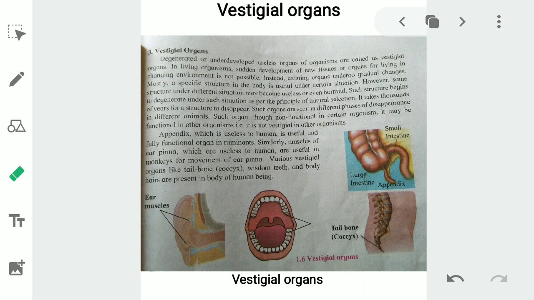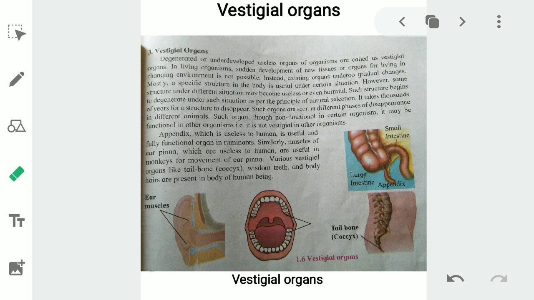Due to continuous evolution, some organs are not useful in the next generation. So what will happen to that organ? It will degenerate and become underdeveloped. That is called a vestigial organ. Vestigial organs are functional in some organisms and non-functional in others. If an organism has an organ that does no work at all, it is called a vestigial organ. And if that organ is functional in some organism, then it is not vestigial for that organism.